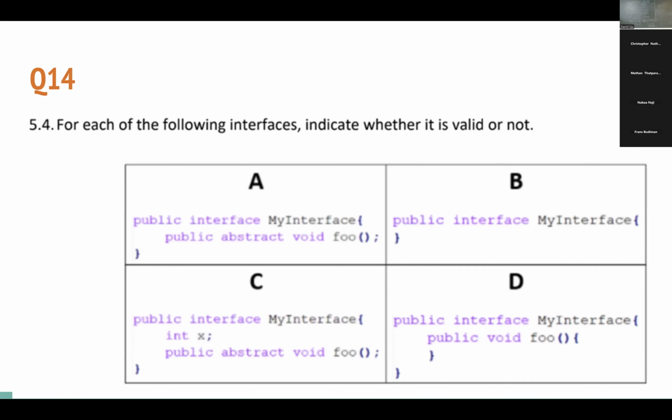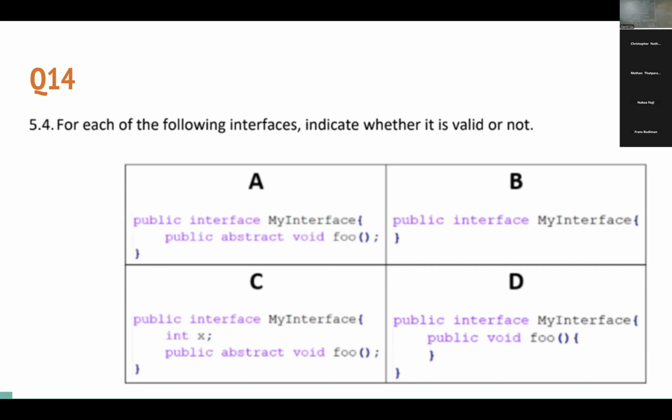And how about this one? Interface. Indicate whether it's valid or not. A is correct. You have an abstract method in your interface. Yeah, that's allowed, but you cannot have a concrete method in your interface. How about B? You just have an interface and nothing in it. That's not wrong. You just don't have anything in it, but nothing will cause an error or a warning.